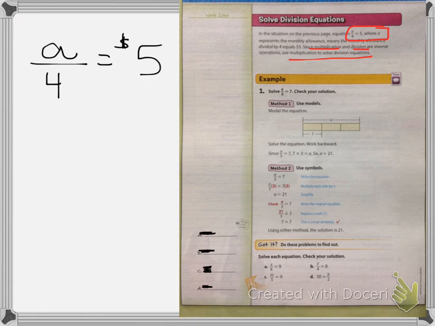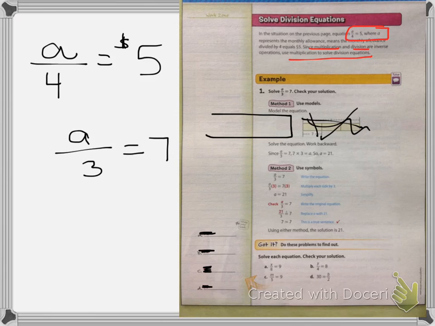So off to the side, go ahead and write A divided by 3 equals 7. Now, to use the model, they've drawn one here for you. So A, we're going to go ahead and forget that they've used this. Don't even think about this yet. You don't have to cross it out, but I want you to draw your own model.